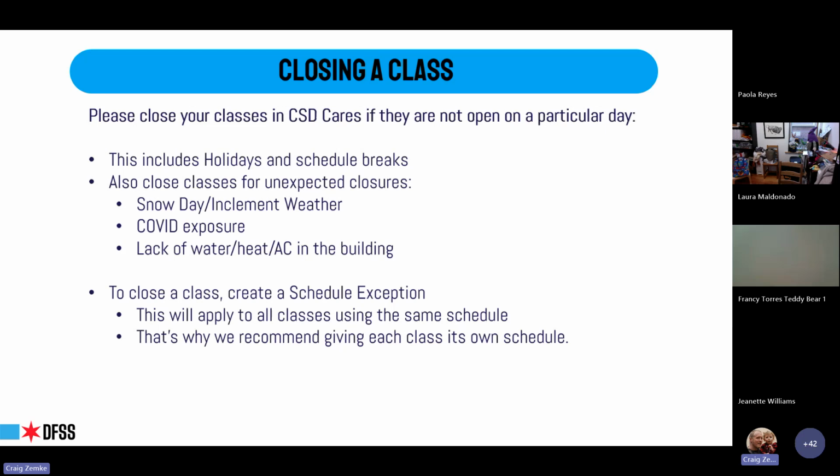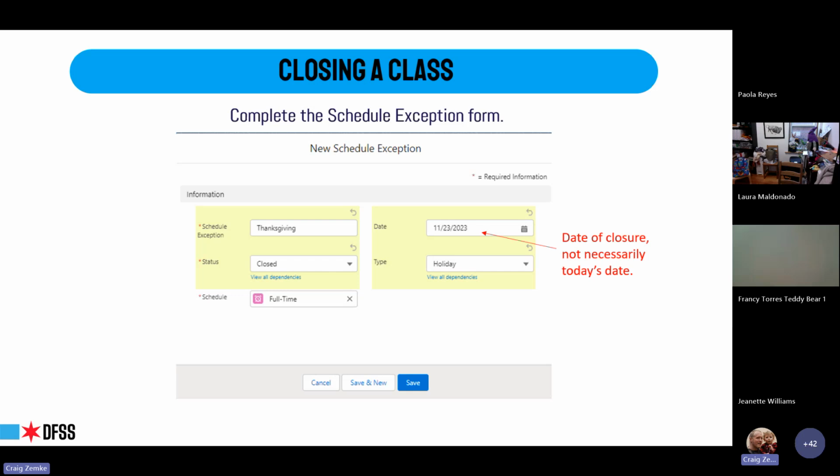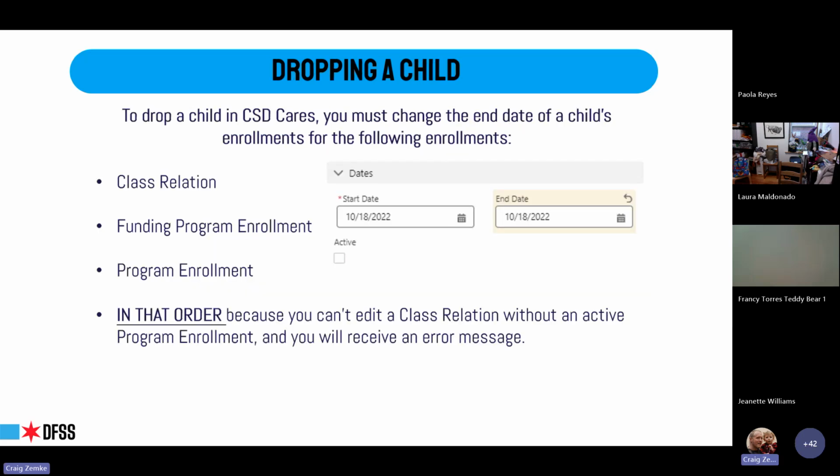All that is you put a date in there and say that this class was closed on this day. So on the class page, you would scroll down until you see the schedule name. If you click on that, it'll take you into the schedule page. There will be, yes, a related list, and we'll say schedule exception. So you put new and then add the date that's closed. Here I've got last year's Thanksgiving date in here. Why was it closed? And then you save it. And now there will not be an attendance form generated for that date.